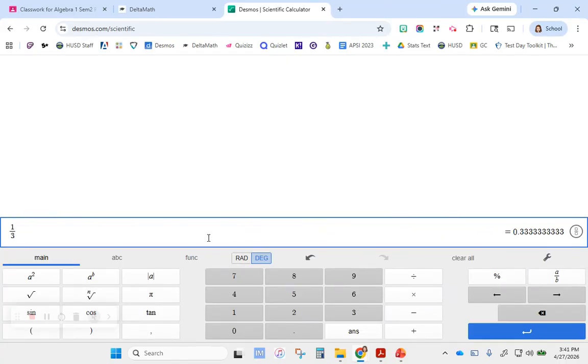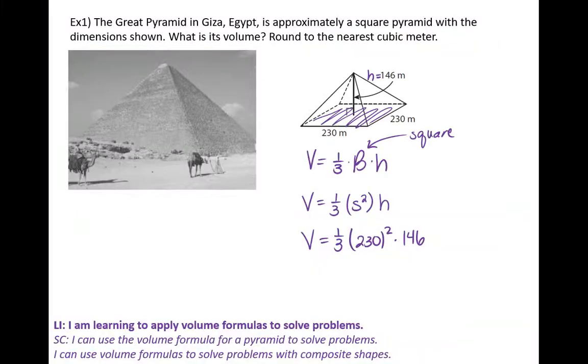Anyways, that's the 1/3. If I just keep typing right now, it's going to give me things in the denominator. I don't want that. So I'm going to hit my arrow key, so the cursor comes to the side. And I'm going to put in times 230, and then I want to square that. And then I'm going to multiply that by 146. And you can see it gives me this monstrous number, which I will write down on our screen in just a second.